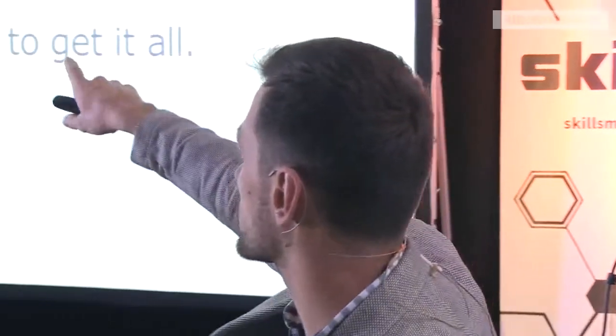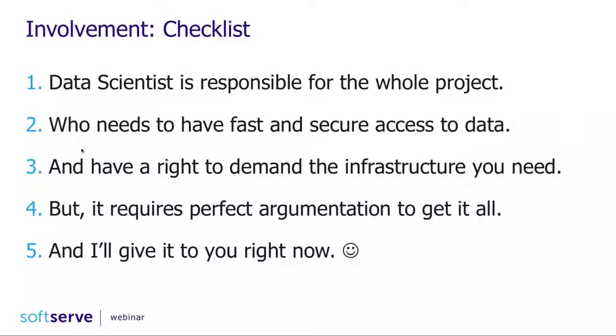And at the end of each section, I will have a checklist, right? This is a very short list of things from this, let's call it chapter. So a very quick checklist from this area is that the data science person is the boss on a project. He's the person who is actually getting value out of data.